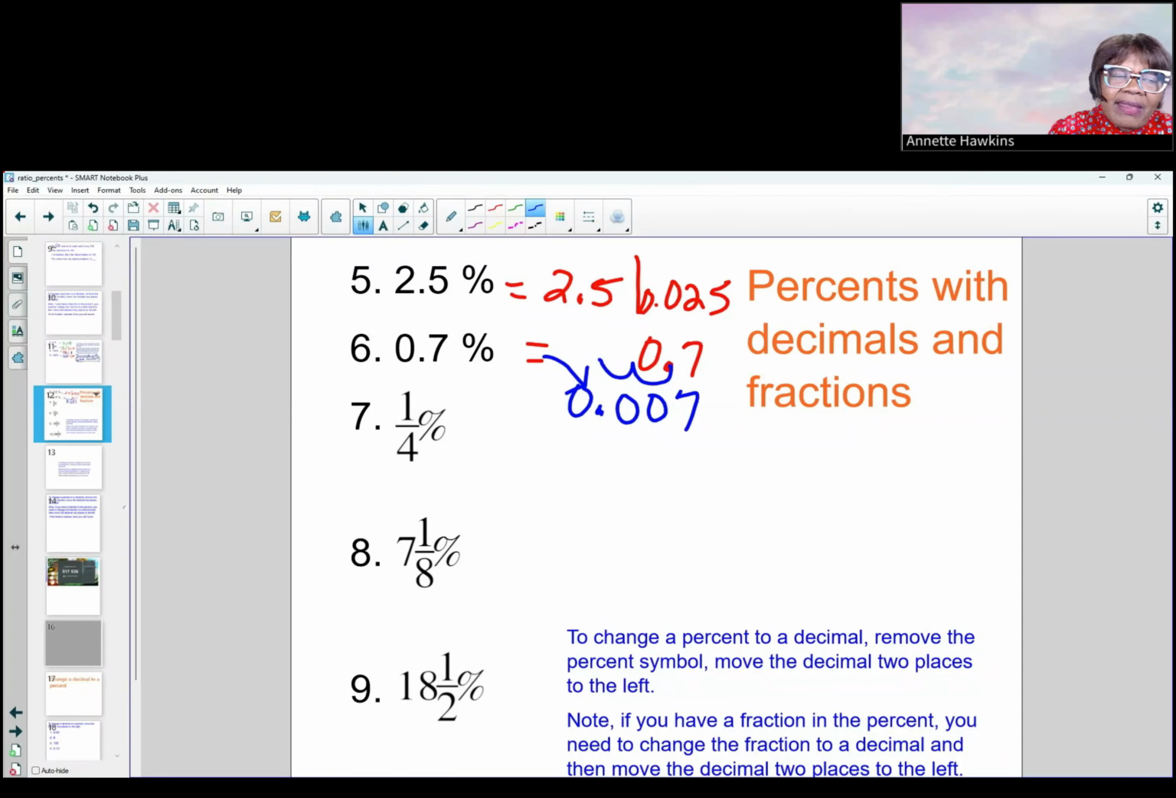Stay with me now. Don't run away, because we have to do 1/4%. Now, this is a percent because we have a percent symbol. The number used in this percent is a fraction. I can use a different form of that. I know that 1/4 is 0.25, so I can change this to 0.25%. Would you agree with that?